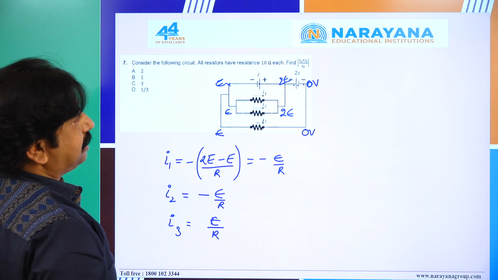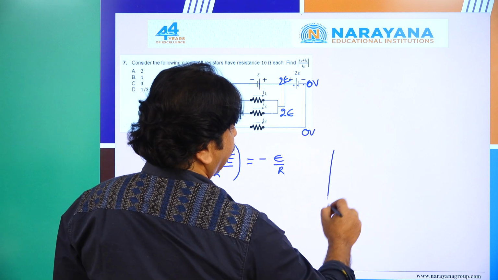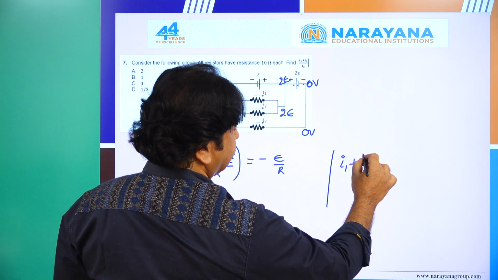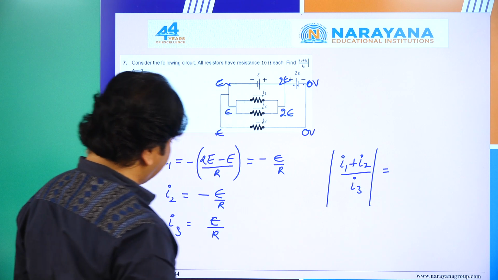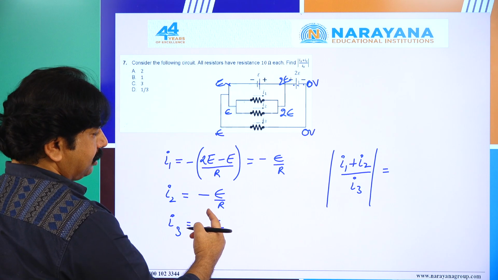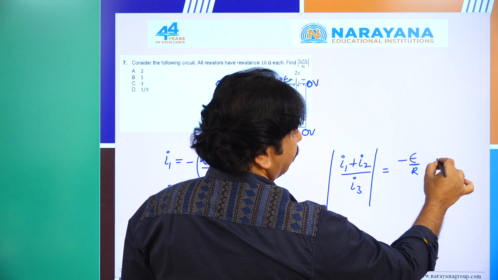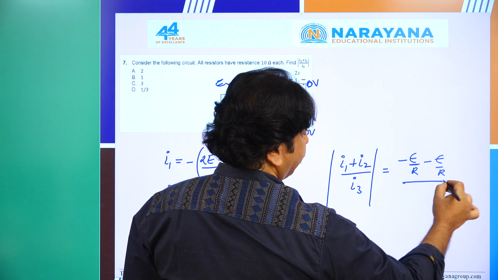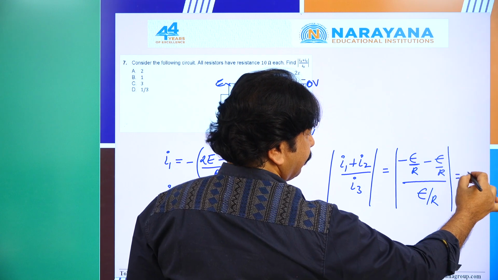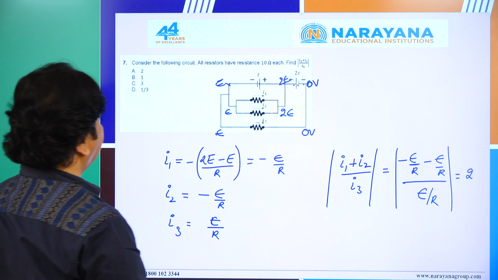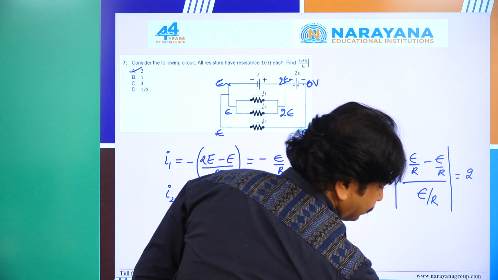So finally they are asking, find the ratio of (I1 plus I2) by I3. Modulus of I1 plus I2 by I3 only. So that should be equal to E by R plus E by R by E by R. So this is the minus E by R by E by R. But this is the modulus we required. So simply we can write 2 only. So the answer is A, 2 only. Next one, we are going to the next question.